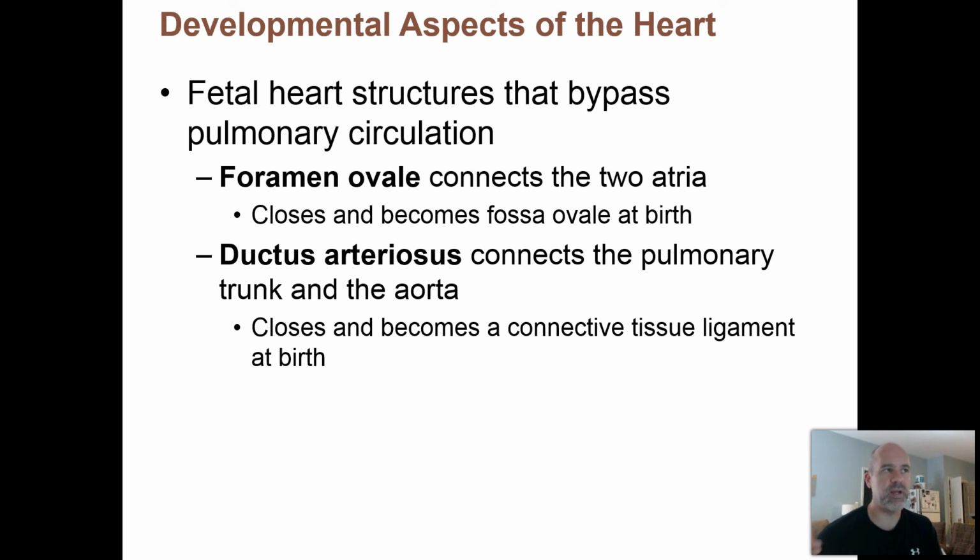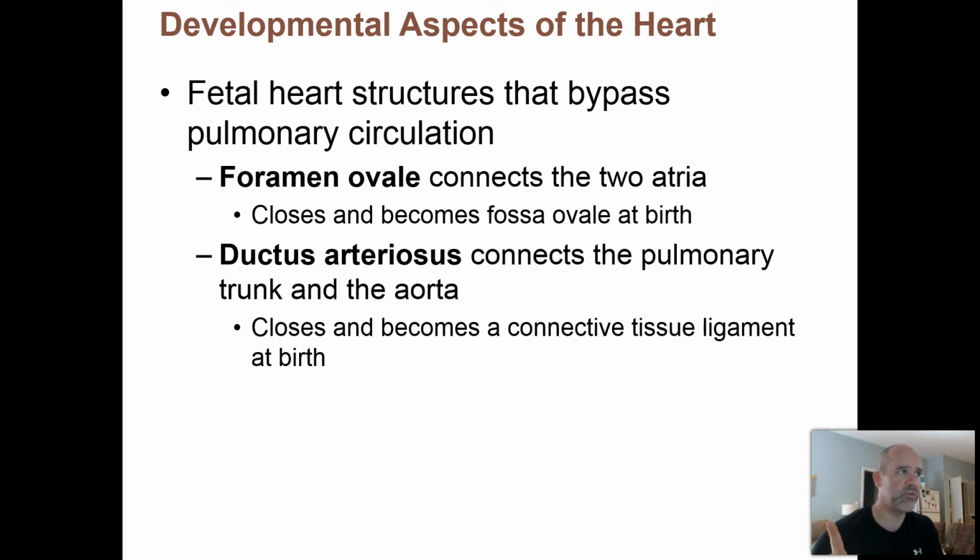And both of these features are there in a fetal heart because a fetus, while it's still in the womb, is not breathing. It's not getting its oxygen through the lungs. The oxygen is coming from the mother's placenta, which we'll talk more about when we discuss the reproductive system later during the semester. So you don't need your pulmonary circulation. It's not functional while you're still in the womb and floating around in amniotic fluid.